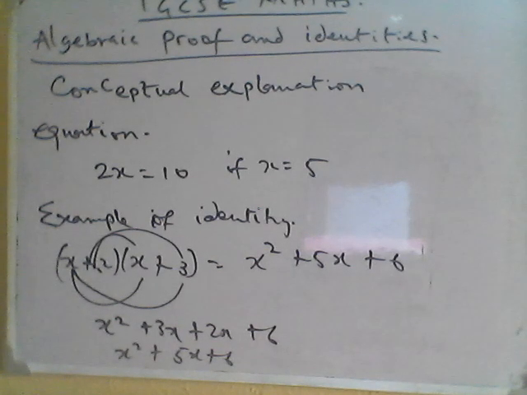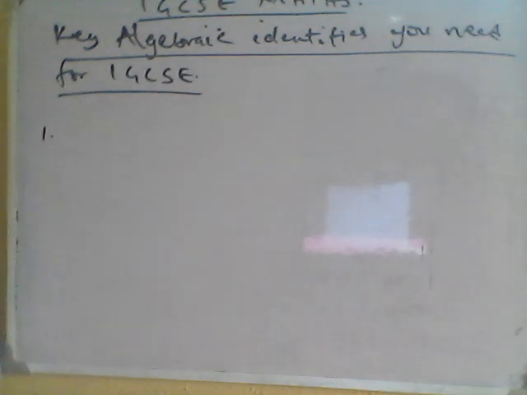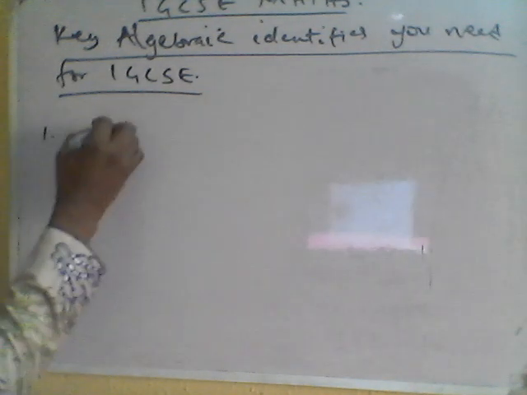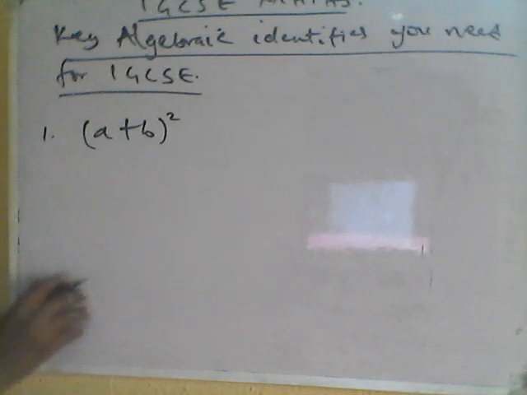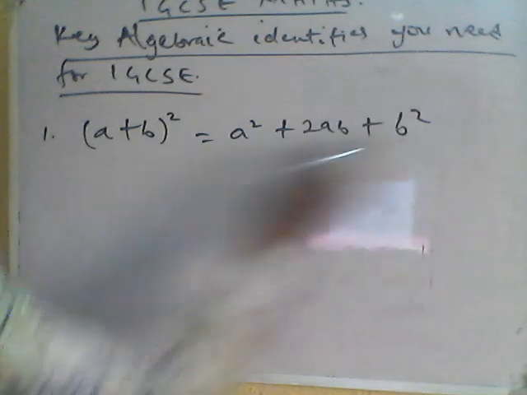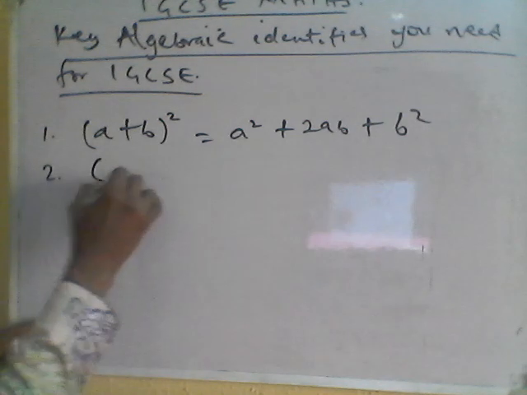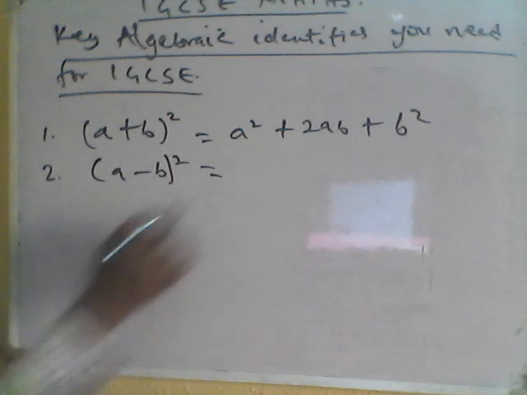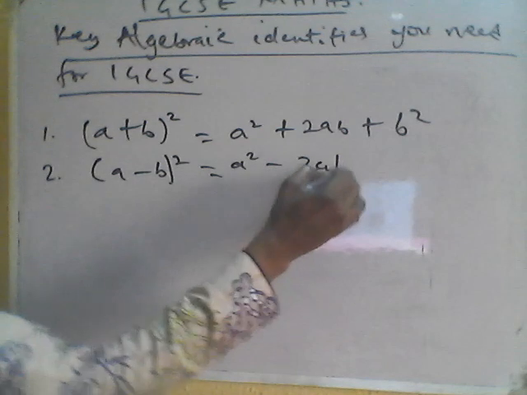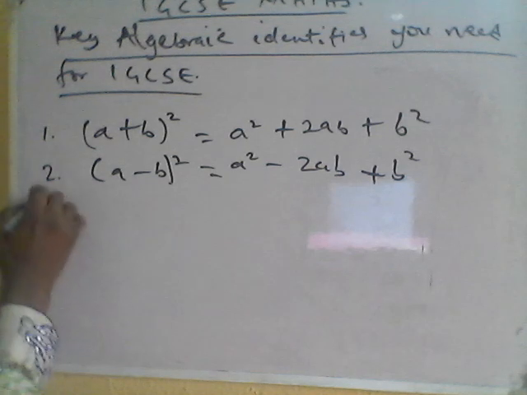So we're going to be looking at the key algebraic identities you need for IGCSE. The first one is if I have (a plus b) all squared, the identity is a squared plus 2ab plus b squared. Expanding this, you get this. The second one is (a minus b) all squared, which is a squared minus 2ab plus b squared.